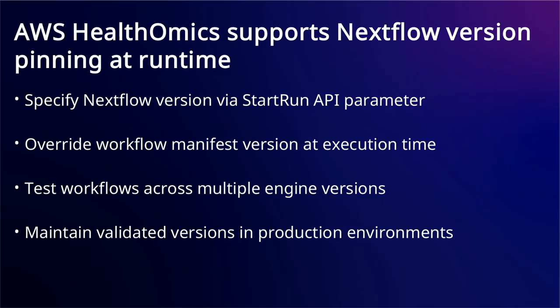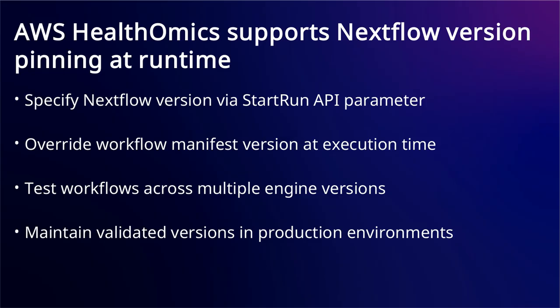In regulated healthcare and life sciences environments, you need to validate bioinformatics pipelines before adopting new engine versions, but testing across versions typically requires modifying workflow source code. AWS HealthOmics now addresses this challenge by allowing you to specify the Nextflow engine version at runtime through the StartRun API. You can specify Nextflow versions 22.04, 23.10, 24.10, 25.10, or 26.04 using the engine settings parameter.